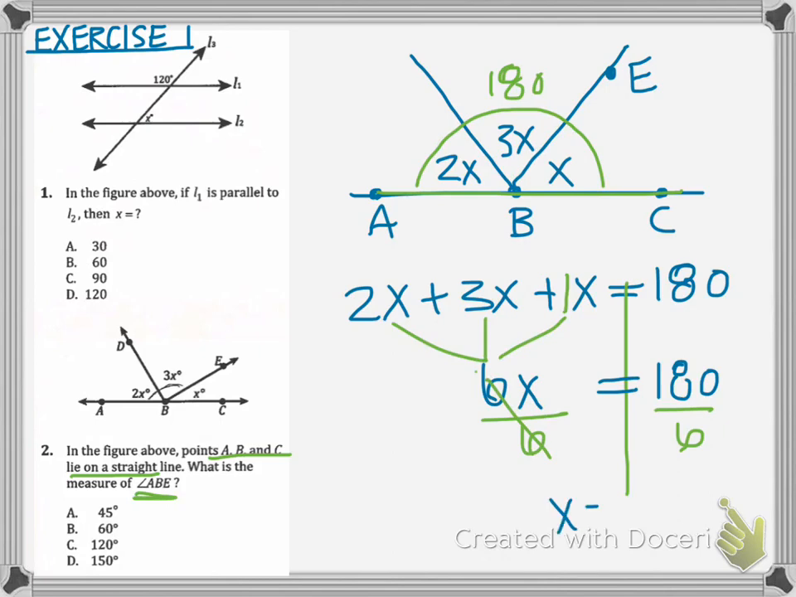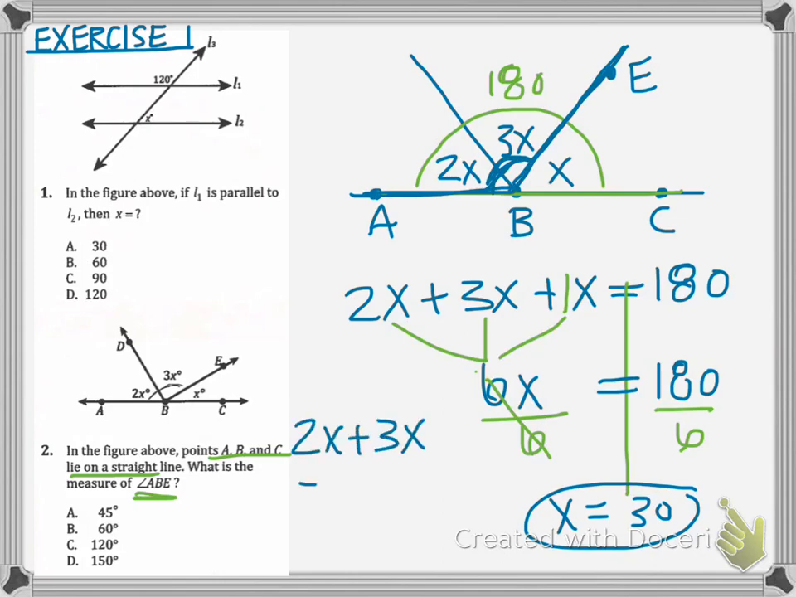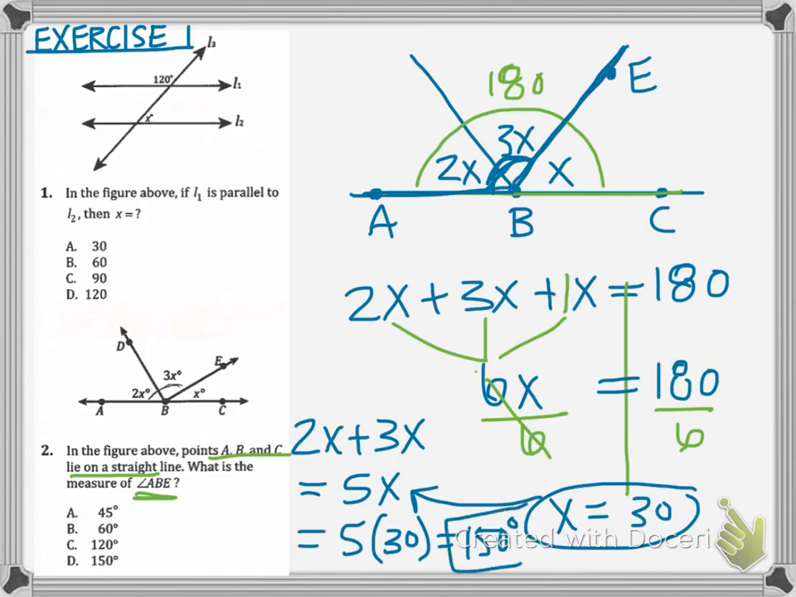So x equals 30. But the answer is not asking for the value of x, it's asking for the measure of angle ABE. ABE is this angle here. That's the 2x and 3x together. So we're going to add 2x plus 3x, which is 5x. And now that we know that x is 30, we're going to put that where x is. So 5 times 30 equals 150 degrees, which is D, which makes sense because that 150 needs to add with this remaining x, which is 30, to equal 180, and it does.